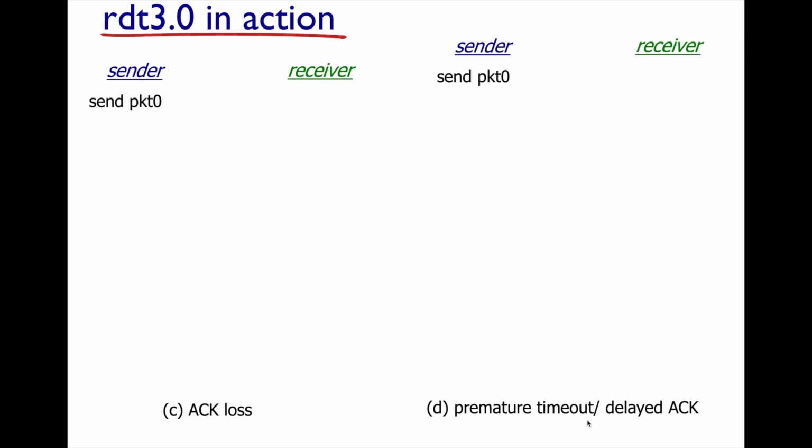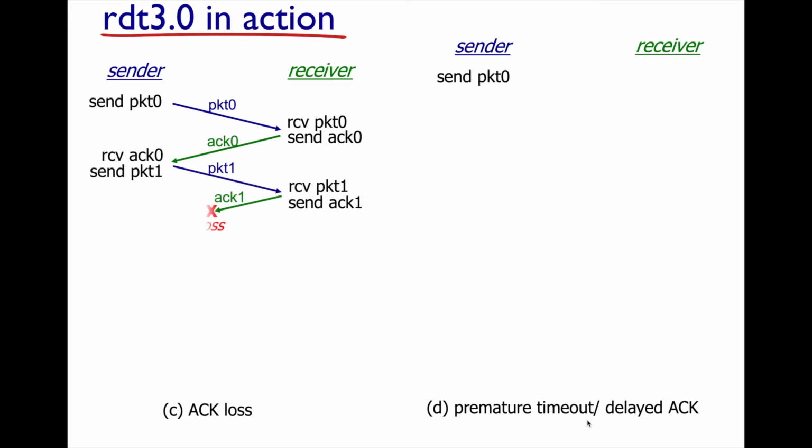We could also have the ACK being lost. So that means that feedback from the receiver going back to the sender, that arrow going from right to left, that gets lost, right? So let's take a look at this. So we send packet 0. Packet 0 makes its way to the receiver, and the receiver sends back ACK for 0. So here's our ACK 0 coming back to the sender. The sender then proceeds forward with sending packet 1.